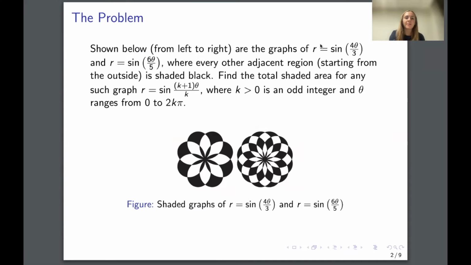So this is the problem. Shown below from left to right are the graphs of r equals sine of 4 theta over 3 and r equals sine of 6 theta over 5, where every other adjacent region starting from the outside is shaded black. And we were supposed to find the total shaded region for any such graph of r equals sine of (k plus 1) theta over k, where k is an odd positive integer and theta ranges from 0 to 2k pi.